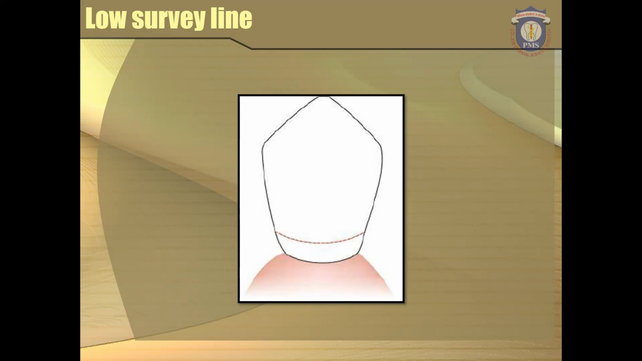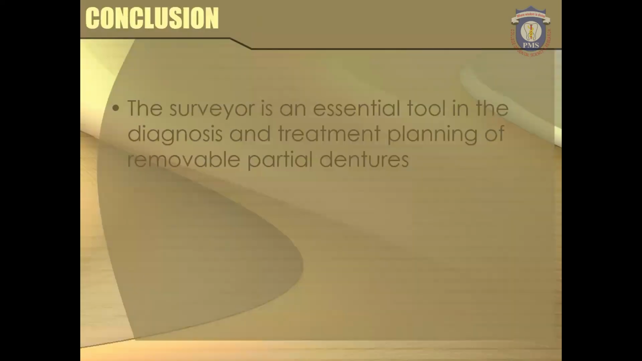So according to the survey line obtained, the clasp can be decided. Whether a push type of retention or a pull type of retention needs to be given can be decided according to the survey line obtained on the cast. If it is not favorable, you can tilt the cast to obtain a different survey line and modify the design of your RPD. So to conclude, the surveyor is an essential tool in the diagnosis and treatment planning of the removable partial denture.